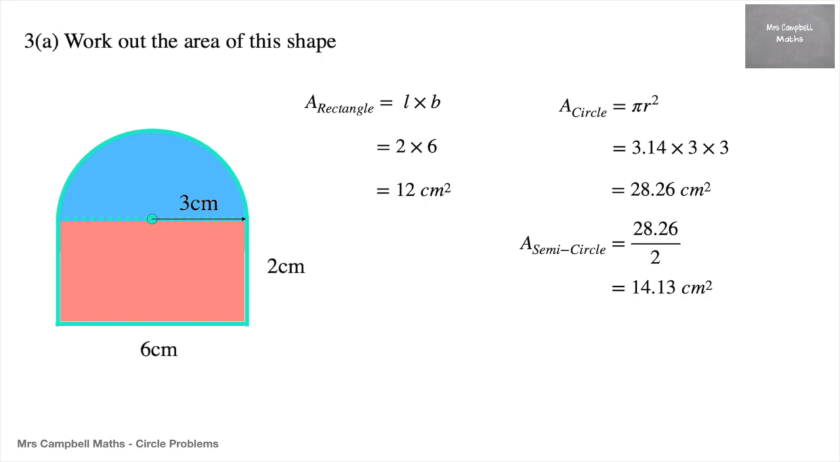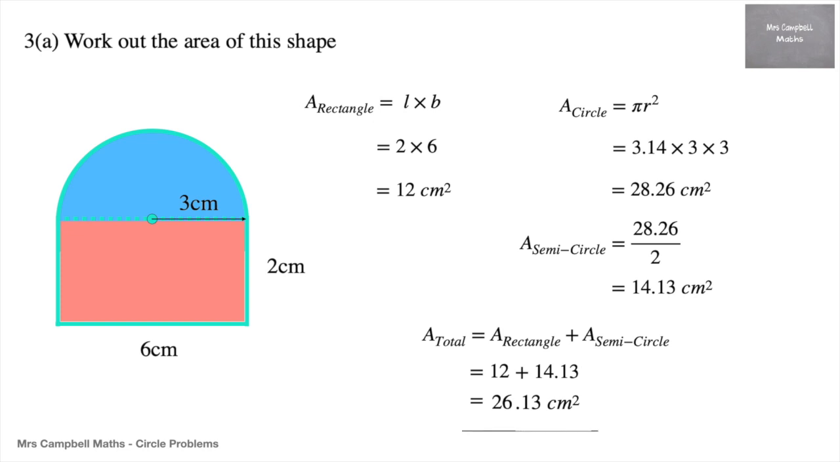Now we've worked out the area of the rectangle, shaded in a salmon pink colour there, 12 square centimetres, and we've shaded in blue the semicircle. So if we want the area of that shape, we would add these two things together. The total area, the area of the rectangle, plus the area of the semicircle. Area of the rectangle we worked out to be 12, semicircle 14.13, so the total area is 26.13 square centimetres.